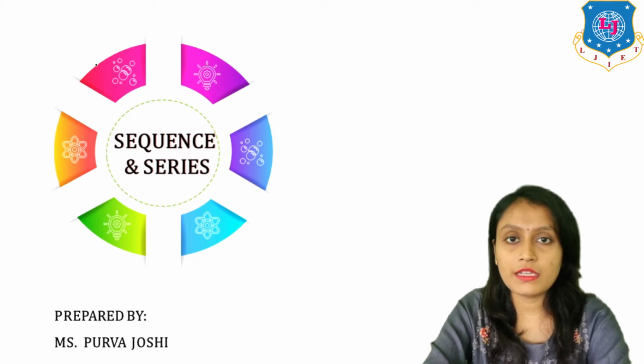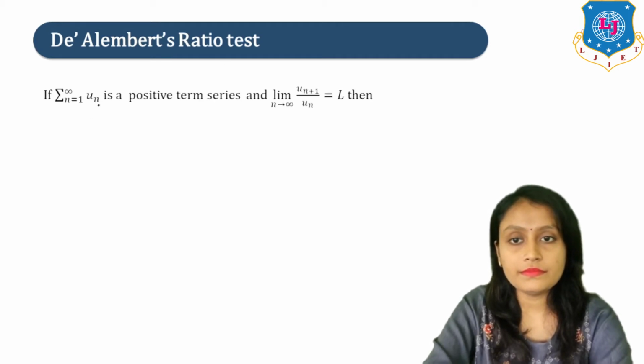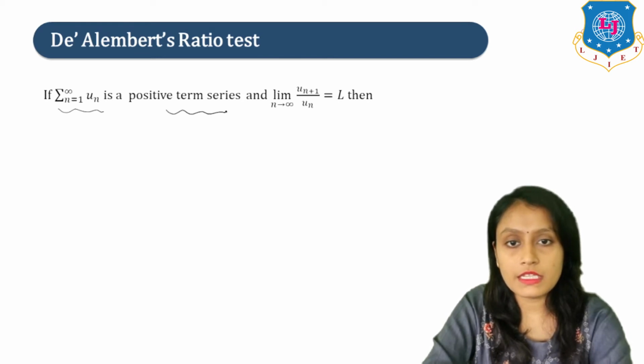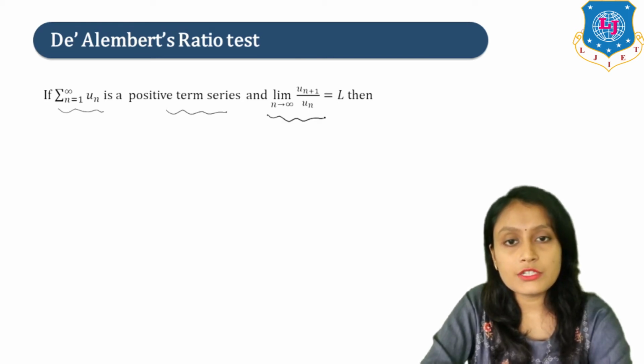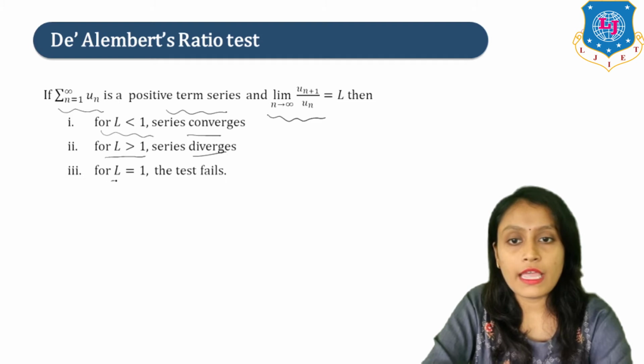Today we are going to study a few more topics of sequence and series. So let's begin with the first topic, that is D'Alembert's ratio test. If series Σun is a positive term series and limit n tends to infinity, un plus 1 upon un is equal to L, then for L less than 1 the series converges, for L greater than 1 the series diverges, and for L equals 1 the test fails.